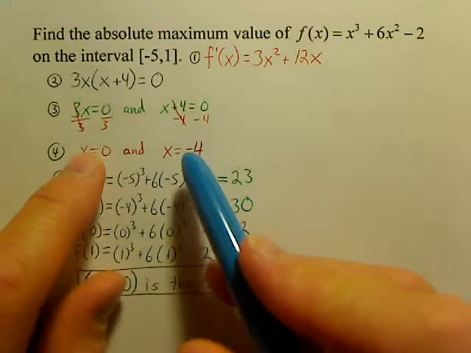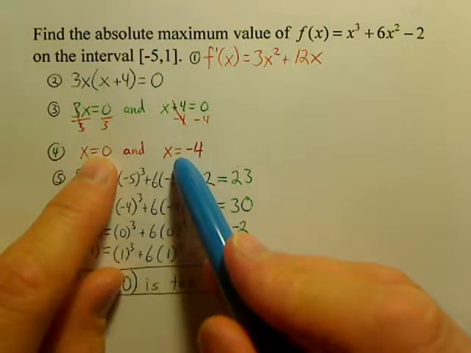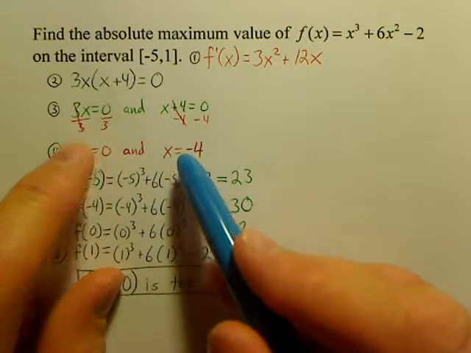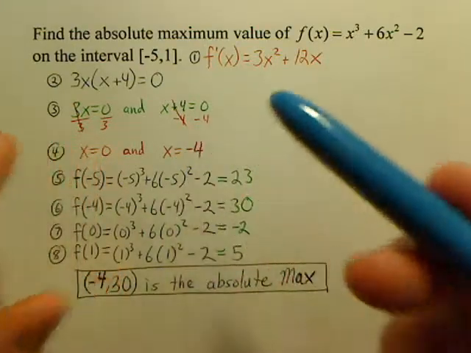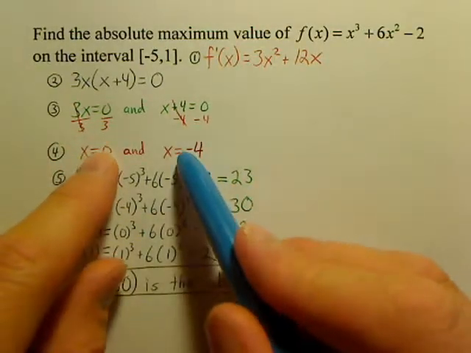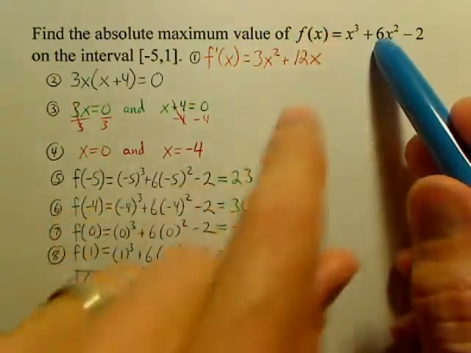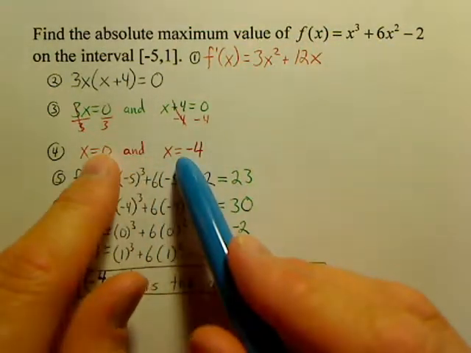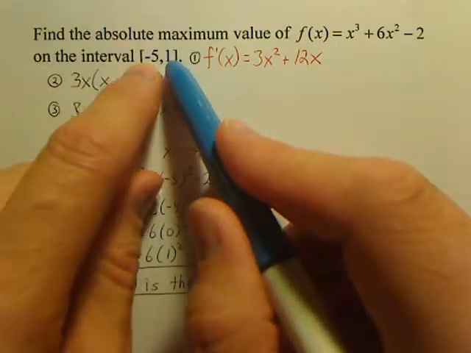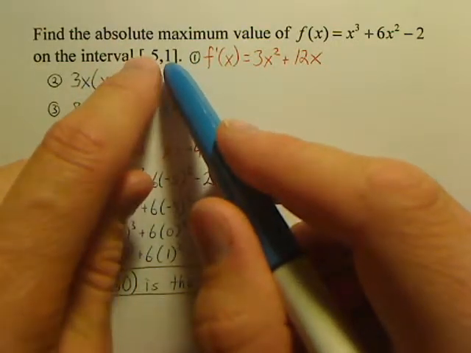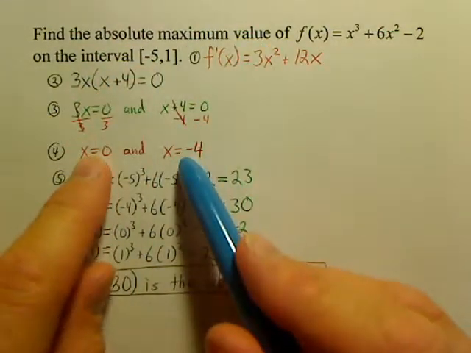Now, these are possible relative maxes and mins. So for absolute max and mins, we have to check these on the original function, not the derivative. And then we also have to check the endpoints of this closed interval. On the closed interval, make sure you check the ends and the critical numbers, the relative max and mins possibly.